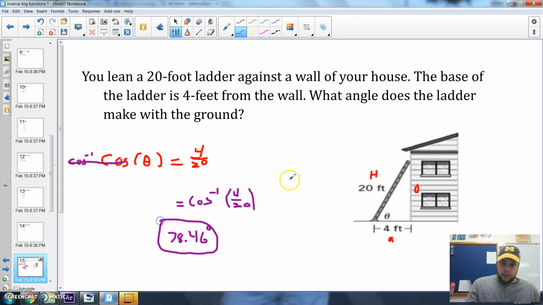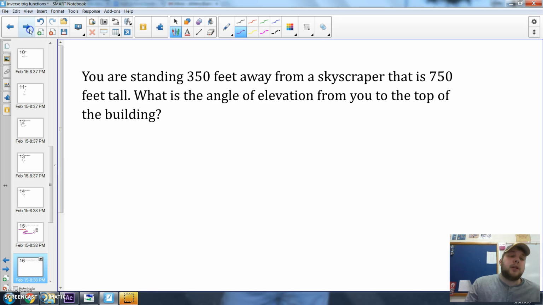So what is that angle? It is about 76.46 degrees. We're doing angles here. Let's try another story problem, then we'll be done a little early. You were standing 350 feet away from a skyscraper. That's my skyscraper. Yep, it's a line. And I am standing, there, that's me, 350 feet away from the skyscraper.